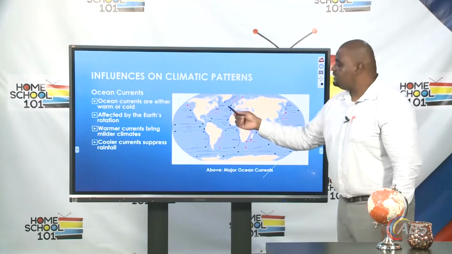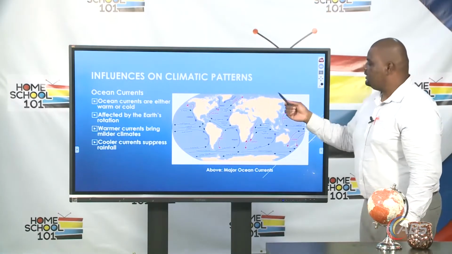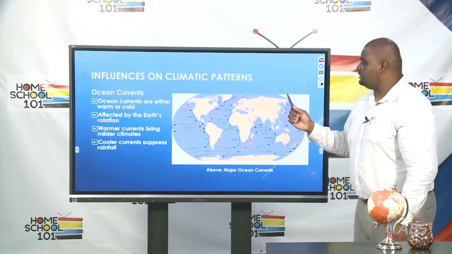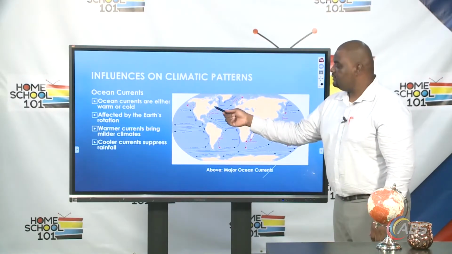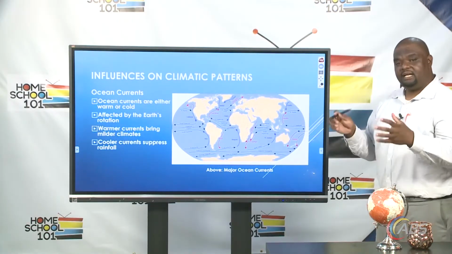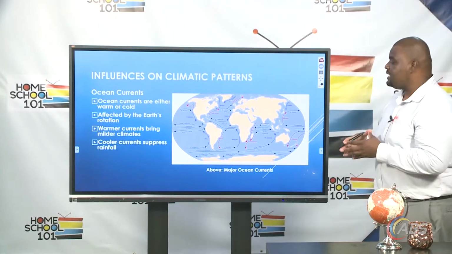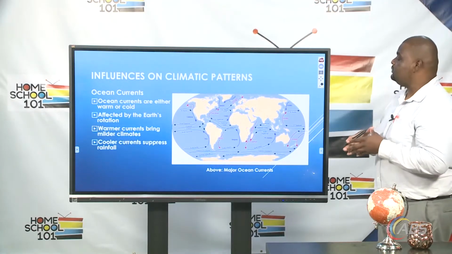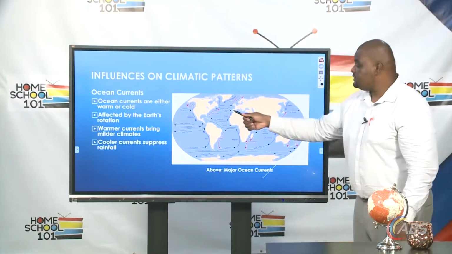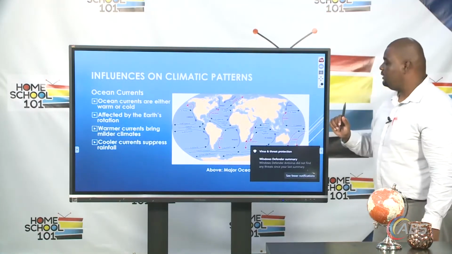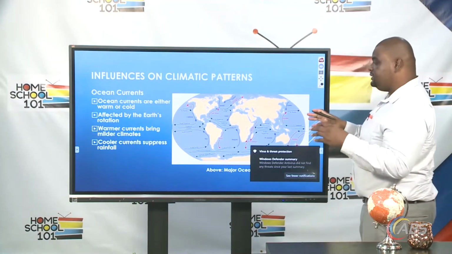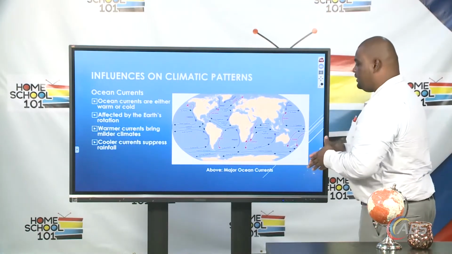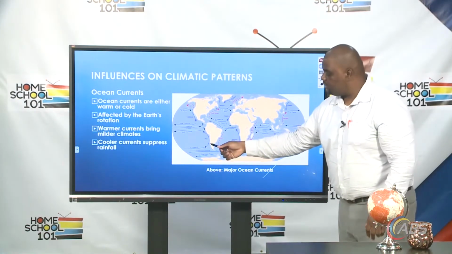Now, the result of this is that England and Norway, which are considerably further north than, let's say, New York City or Boston, tend not to have winters as extreme as would be the case in that area that's further south. All right. So, as I said, these cooler currents actually suppress rainfall. So let's look at the Peru current right here.